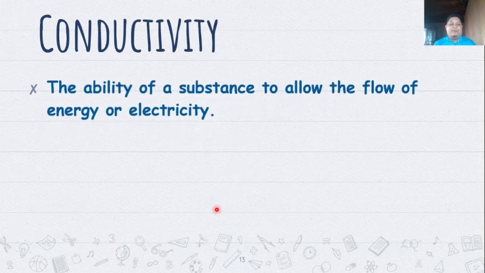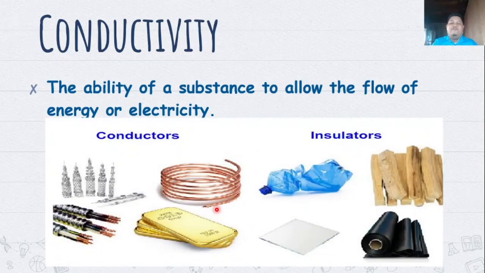Conductivity is a physical property describing the ability of a substance to allow the flow of energy or electricity. Meaning to say, it is capable of flowing heat or electricity. When a material or substance is capable of flowing energy or electricity, it is said to be a conductor. But if it does not allow the flow of energy or electricity, it is said to be an insulator. Just like in this picture.